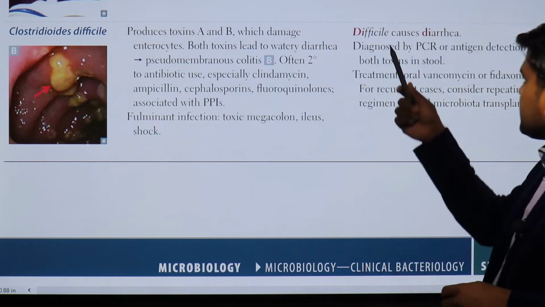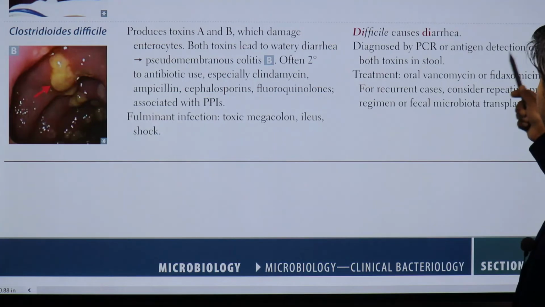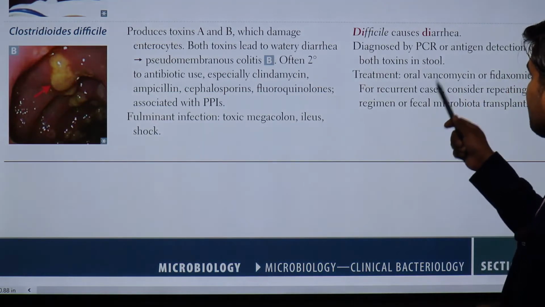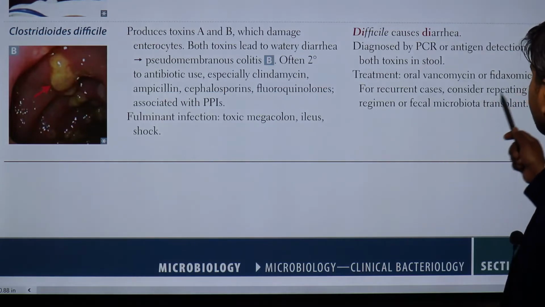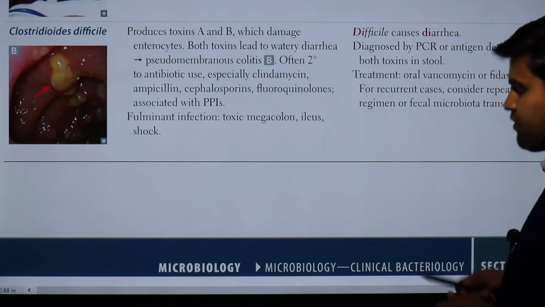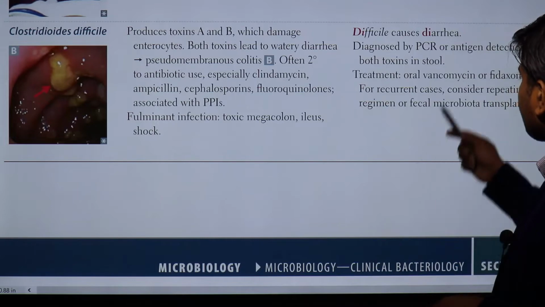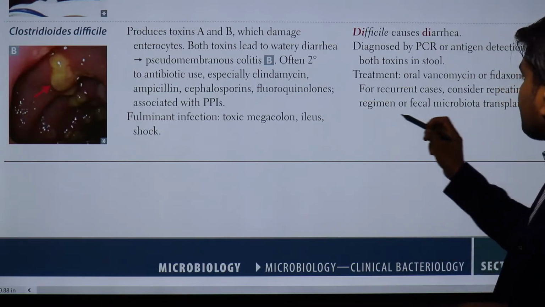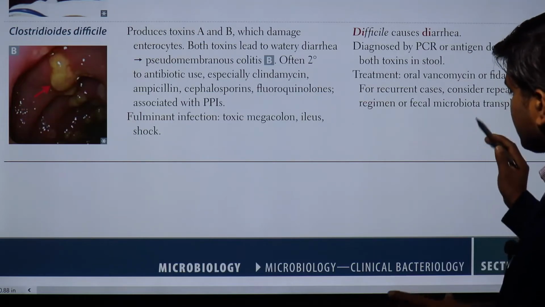So what is this difficile causing the diarrhea? Diagnosis is by PCR or antigen detection of one or both toxins in the stool, and treatment is oral vancomycin or fidaxomicin. For recurrent cases, consider repeating the prior regimen or fecal microbiota transplant. So treatment depends upon oral vancomycin or fidaxomicin. For recurrent cases, we can consider a repeated regimen or fecal microbiota transplant. So there are a lot of options.